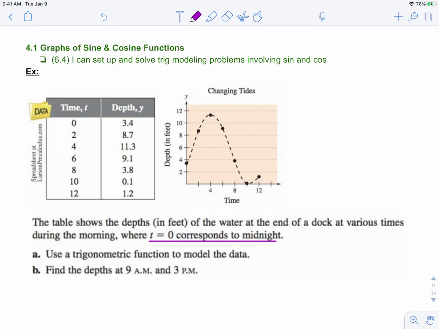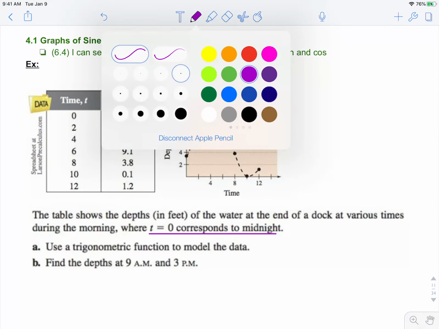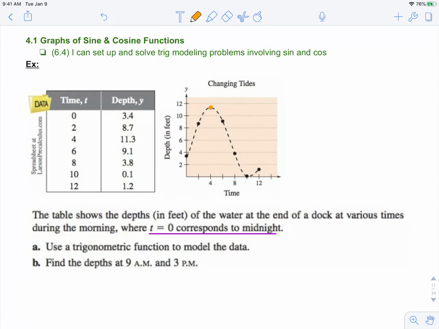So I was nice here and included a plot of this data already. We can see that the water level goes up and down and up as the tides change. Now, what trig function can we use that's being modeled by this data? So for me, I'm going to focus on from my highest point to my lowest point here.